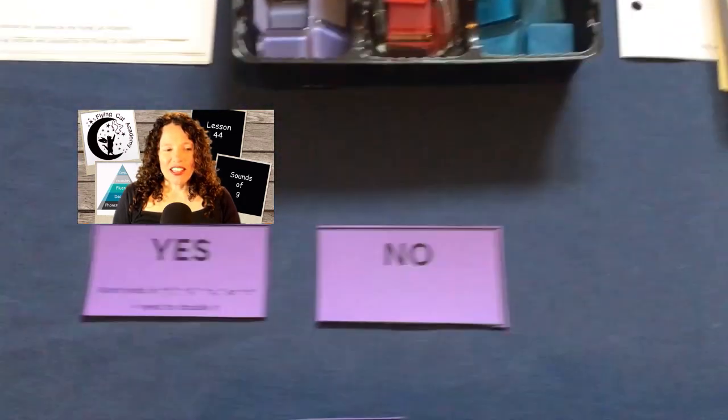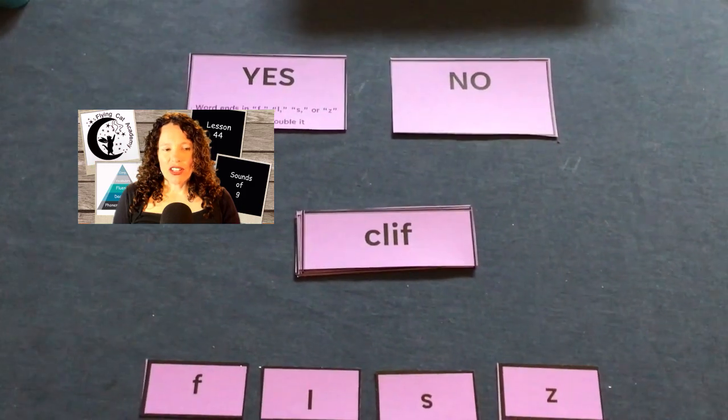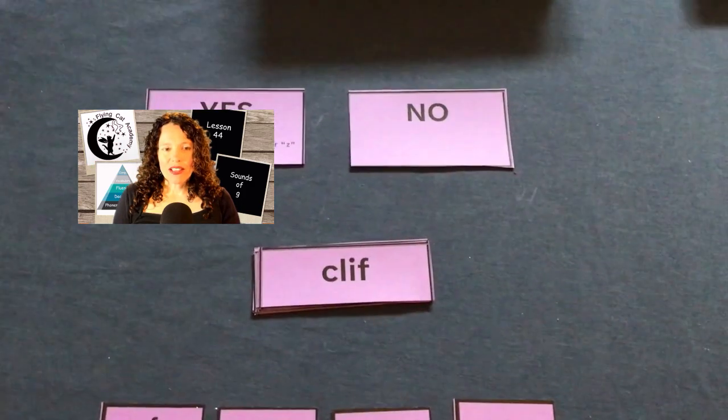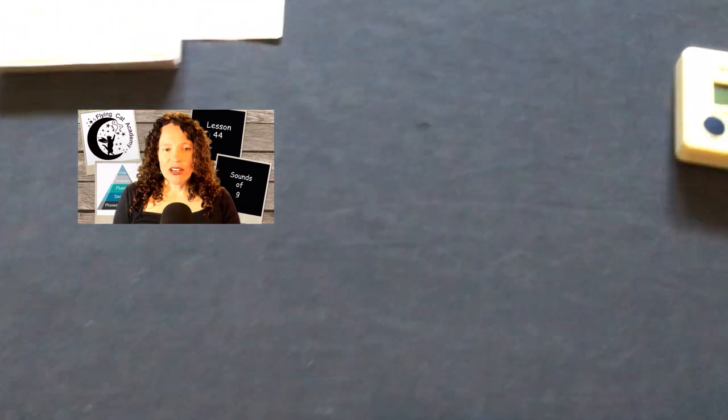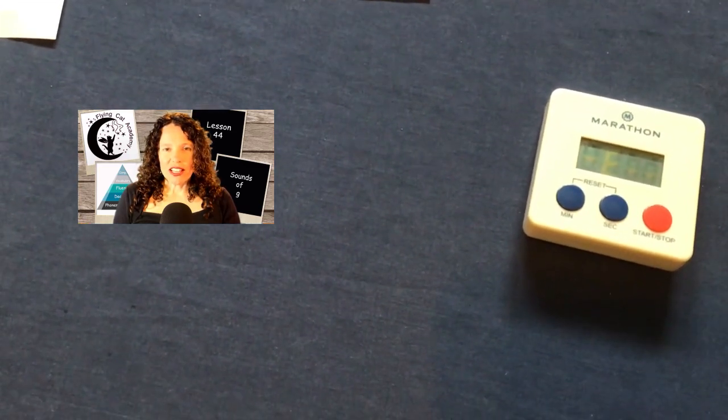In addition to all of that, you're going to have the drill. It's a sort, and it's for F, L, S, and Z. You'll have that all cut out and ready to go on the table. And you might have a timer. You will have a timer if you have decided that it's time to introduce fluency into the lessons.